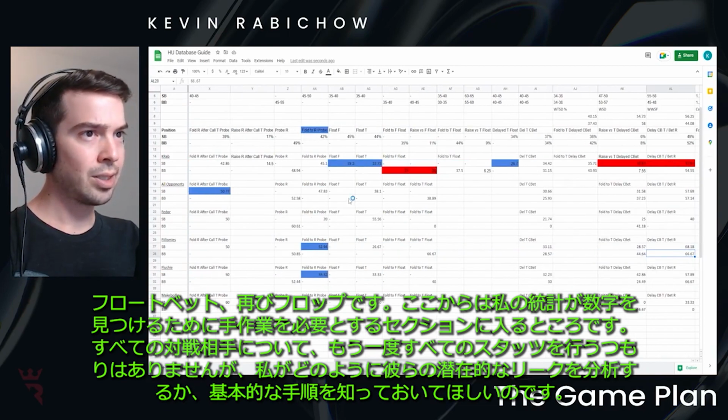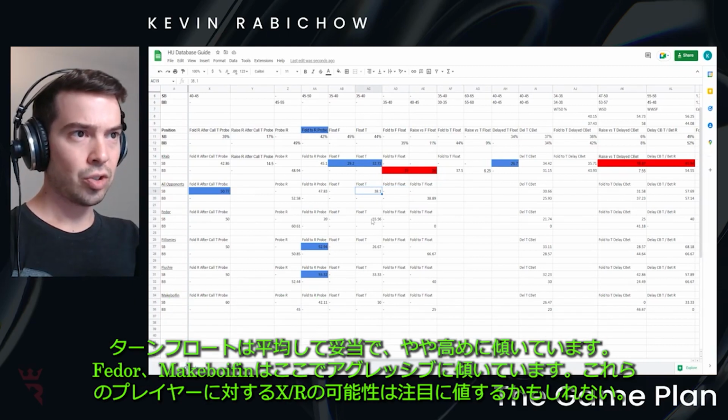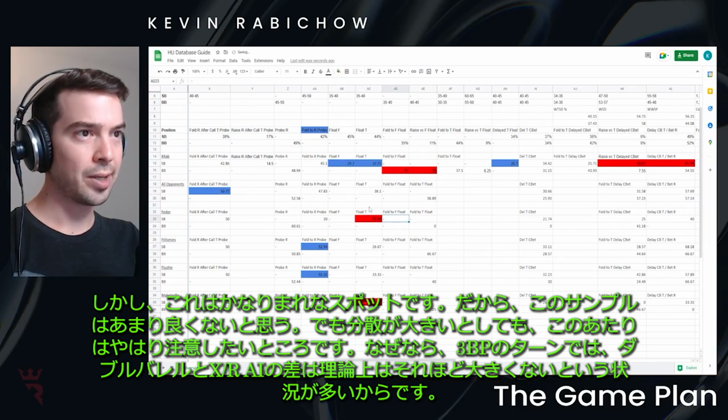Float betting. Again, the flop, this is where we're getting into the section where my stats needed manual work to find the numbers. I'm not going to go in and do every stat again for all of these opponents, but I just want you to get the basic walkthrough of how I would analyze their potential leaks. The turn float on average was reasonable, leaning slightly high. Fedor and MakeBoyFin leaning aggressive here. Maybe worth noting. Potential check raise opportunity against these players. But this is a pretty rare spot.